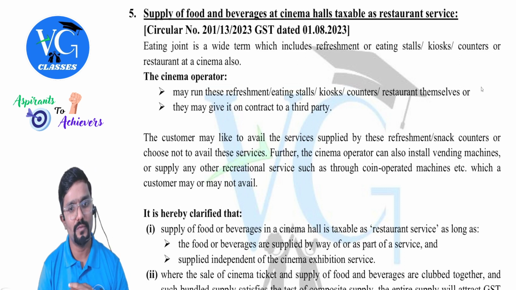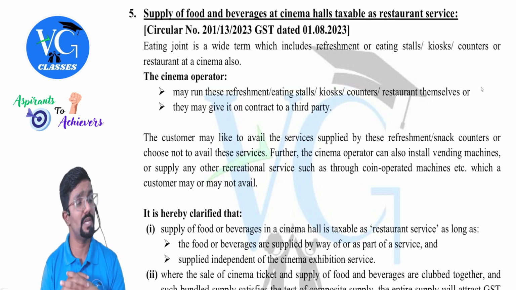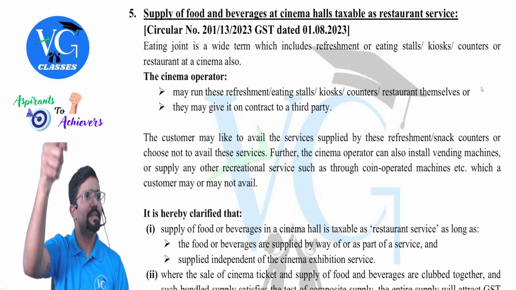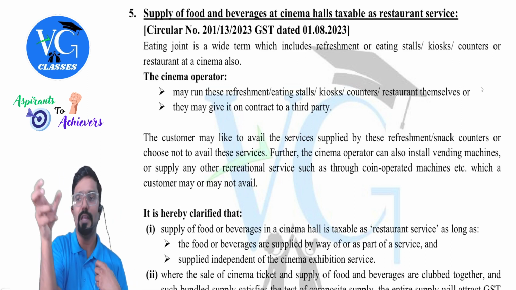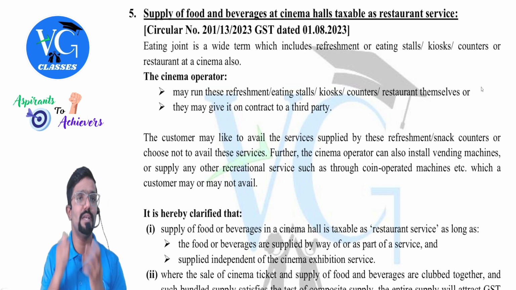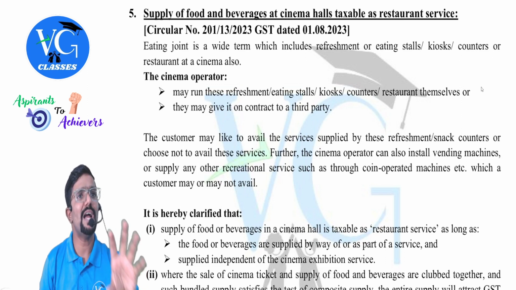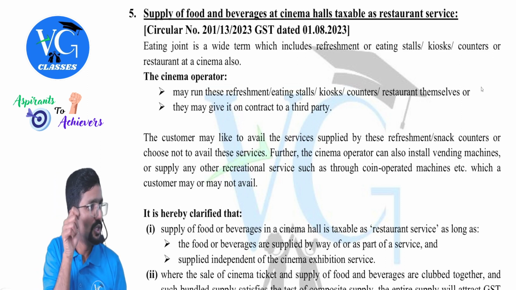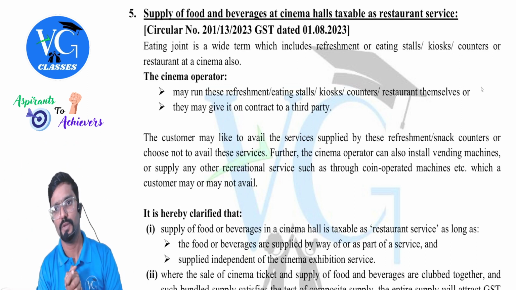Eating joint is a wide term which includes refreshment or eating stalls, kiosks, counters or a restaurant at a cinema. A kiosk is a device where you put in the money and get whatever you want, like snacks or beverages, from a counter. Or a kiosk can be a small counter where you ask for what you want, give the money, and they pick the items and give them to you. So we can consider it a small counter.